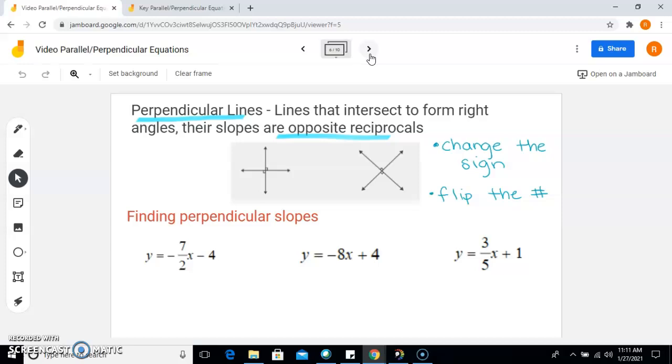If I look at my first example, y equals -7/2 x minus 4. My original slope is -7/2. My perpendicular slope, I'm going to change the sign, so now it's going to be a positive number, and then I'm going to flip it over, so it would be 2/7.